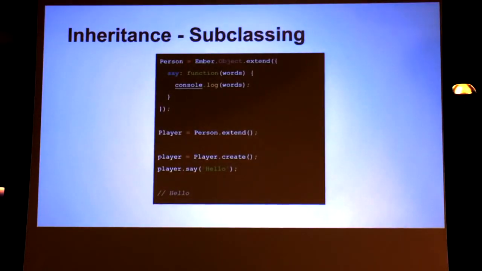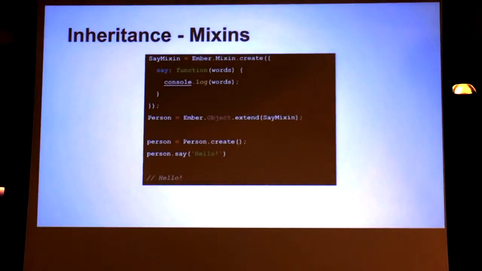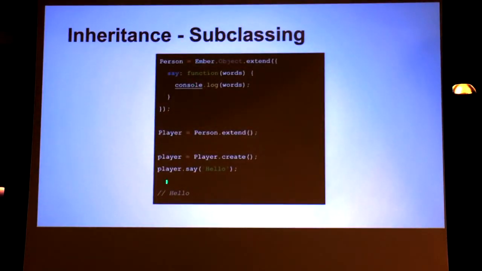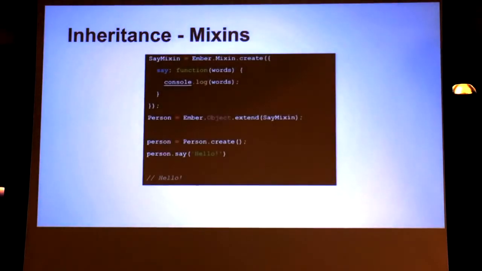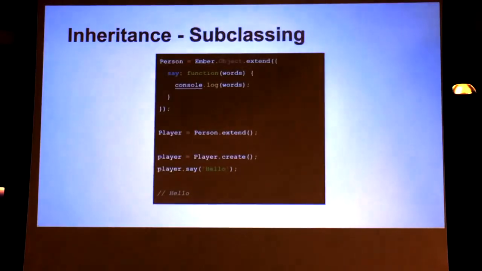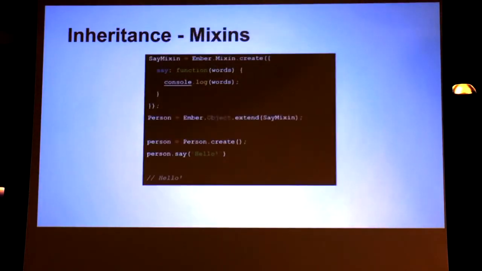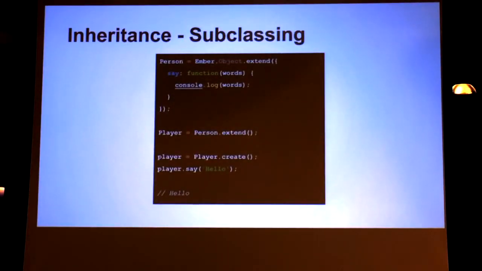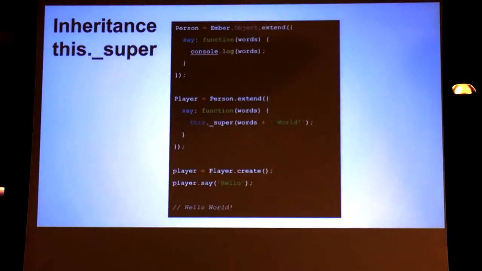Subclassing. We saw an example of this earlier with the person and the player. Actually, I'm not sure what I was doing with that one right there. Sorry. Mixins. Let's say we have this same Mixin right here, and actually, you know what? I think these two are out of order. I think they're supposed to be earlier. Let's just move on to this one right here, because this is part of the entire inheritance stuff.